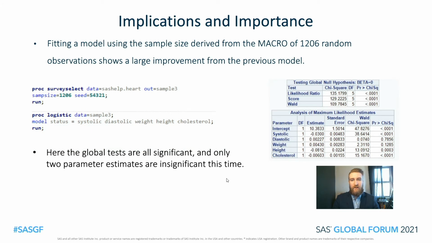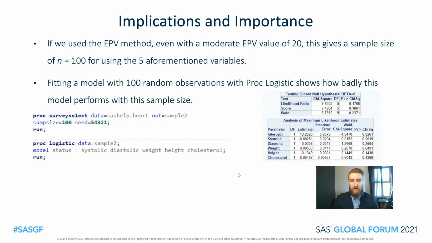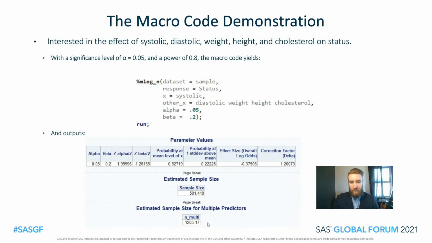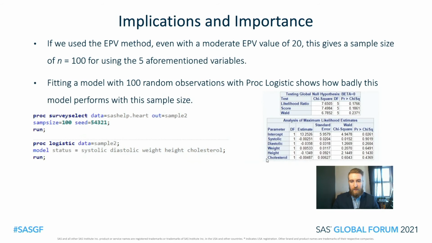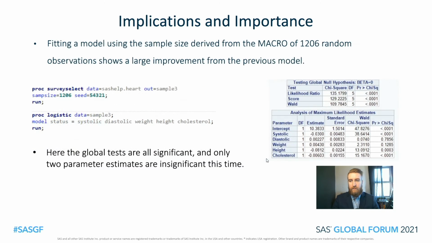So now if we fit a model with the sample size that we got from the macro, which was 1,206, if we look back, there it is here. We're going to round up since we're considering it to be humans. So if we go ahead and take a sample size of that value instead and build the same model, if we look, now all of our global tests are significant and only 2 of our parameter estimates are insignificant. So this model runs substantially better compared to the one that the EBV value would suggest sample-wise.